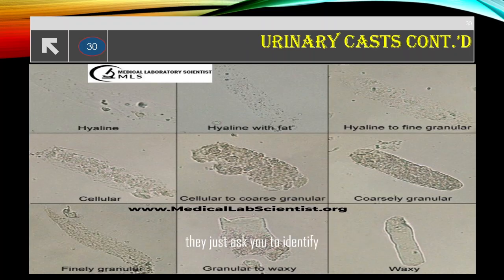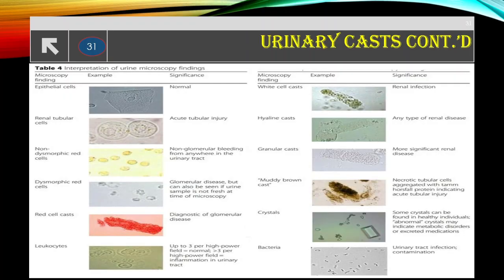They just ask you to identify and tell them the differentials that could have led to that kind of cast to be present in the urine. So you need to know that. Again, this is also a summary of everything that we've talked about, but I'm interested in red blood cell casts.